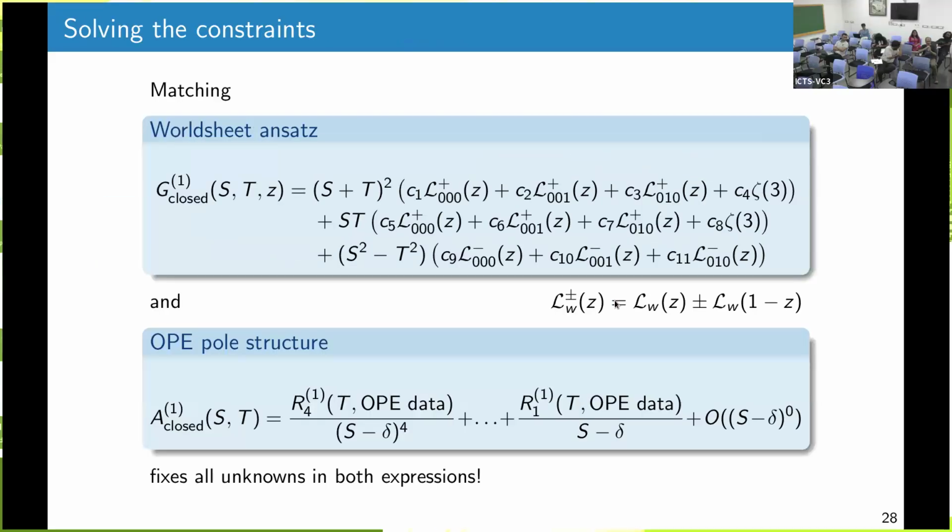So do you have an independent verification that the final answer is correct? Yes, I will come to that.